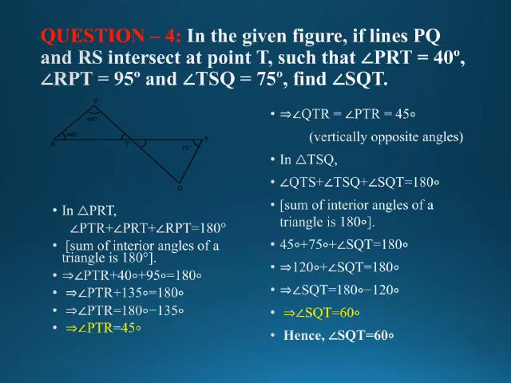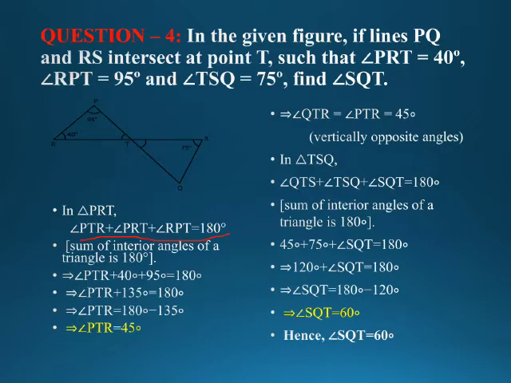Fourth question. In the given figure, lines PQ and RS intersect at point T such that angle PRT equals 40 degrees, angle RPT equals 95 degrees, and angle TSQ equals 75 degrees. Find angle SQT. First we have to take triangle PRT. By using the angle sum property, we can write angle PTR plus PRT plus angle RPT equals 180 degrees. That is the sum of interior angles.